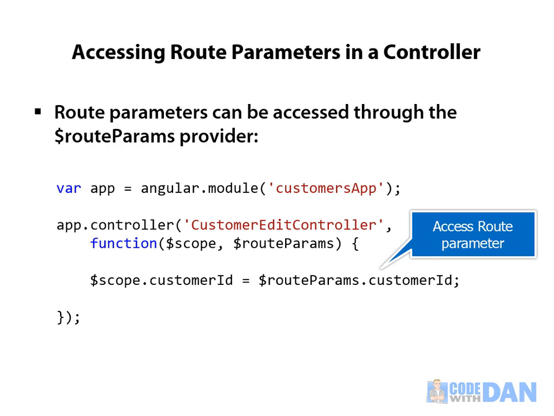So the process of configuring routes involves referencing ng-route, calling config, getting to the route provider, and then using the when to configure one or more routes. Once you've configured a route, if it has route parameters, then we can access them using the routeParams object as you see right here. So let's jump into a demonstration and I'll show you how we can put all this together in the application we've been building.